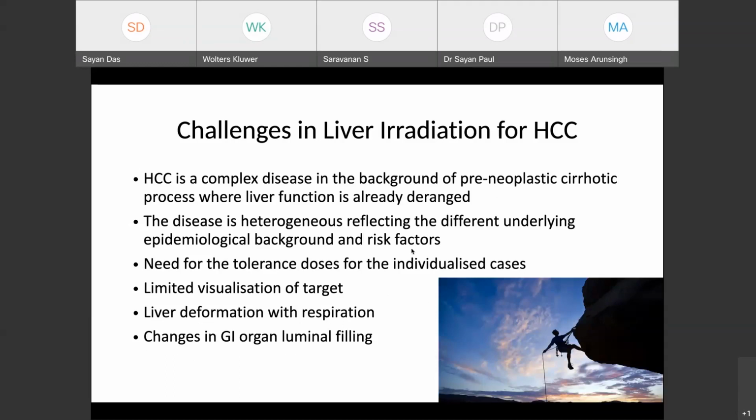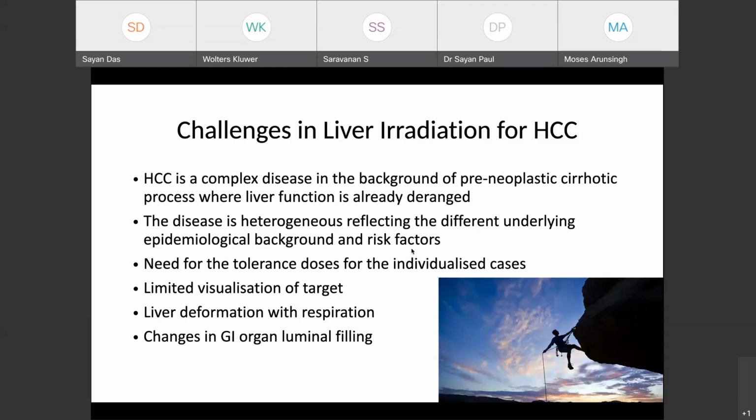Radiating the liver is a challenging task. And why is that so? It's because HCC is a very complex disease. The patients most often will have an underlying cirrhosis, which means the liver is already having a deranged function. The disease is heterogeneous, which reflects different underlying epidemiological backgrounds and risk factors.